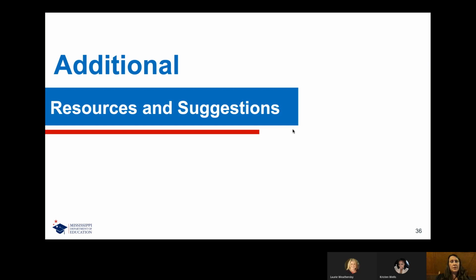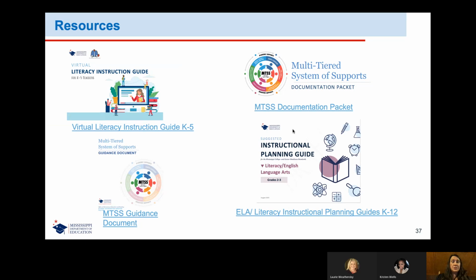All right, so here we're going to look at some additional resources and suggestions. So first, you're going to see the virtual literacy instruction guide listed here as a resource, and then you'll see the MTSS documentation packet, which Lori mentioned, and then you'll look at the MTSS guidance document that's provided, and then the last resource that we've provided is the ELA literacy instructional planning guide.